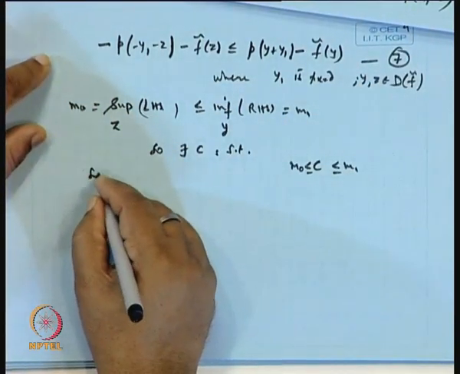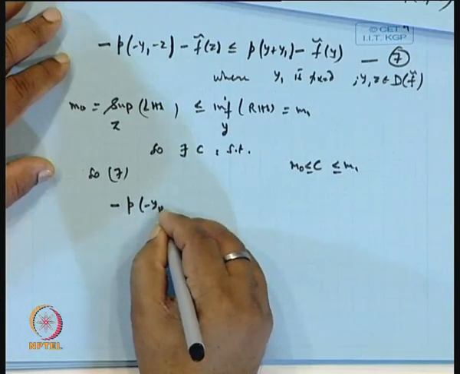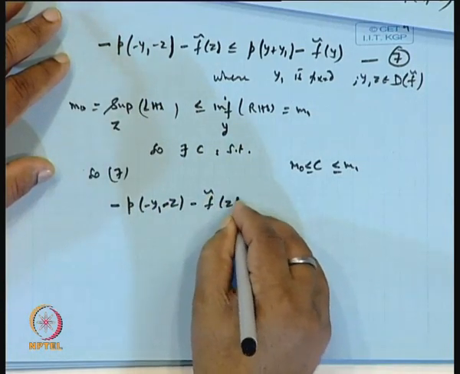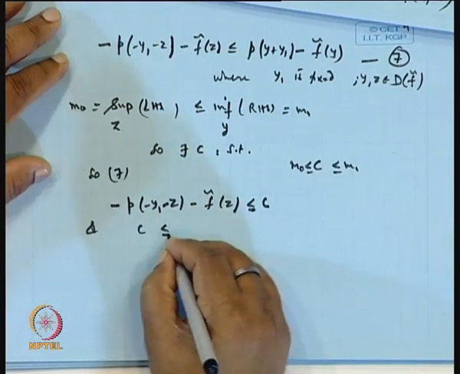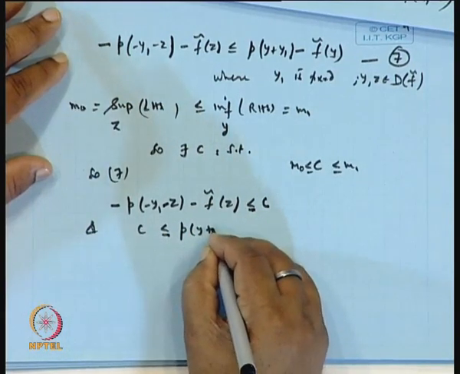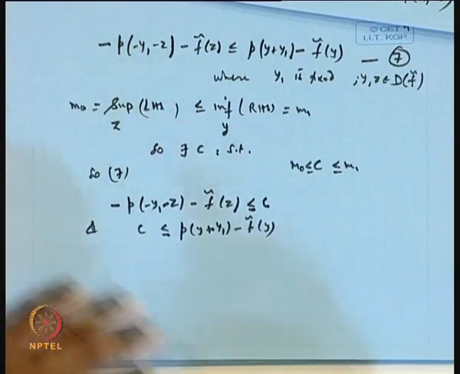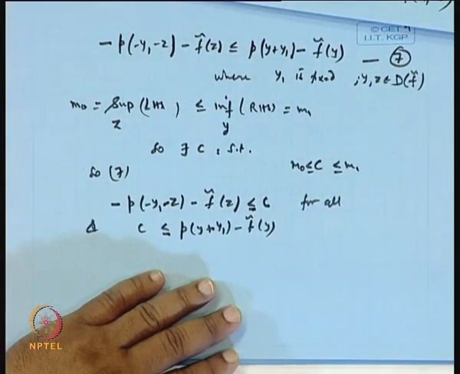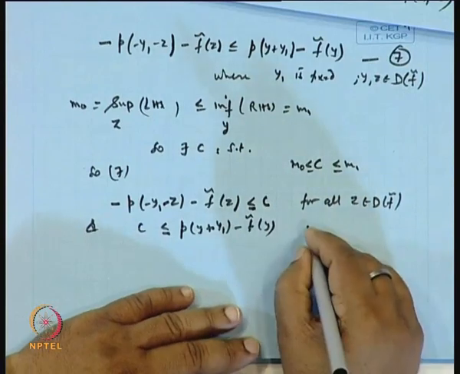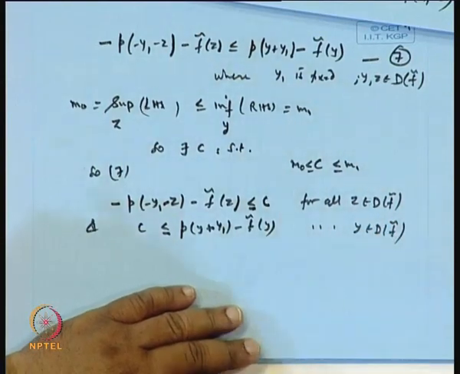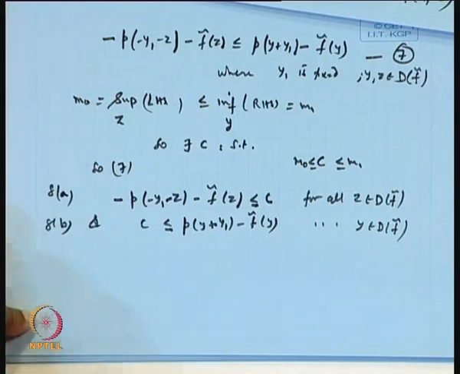So from 7, we get from here that minus p of minus y 1 minus z minus f delta z is less than or equal to c, and c is less than or equal to p of y plus y 1 minus f delta of y. This is true for all z belonging to d f bar, and this is true for all y belonging to d f bar. Clear? Now, let this be 8 a and this be 8 b.